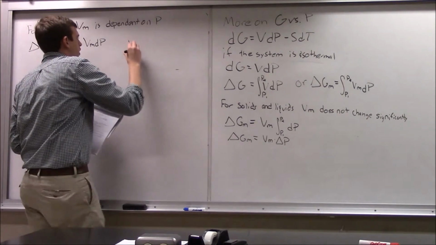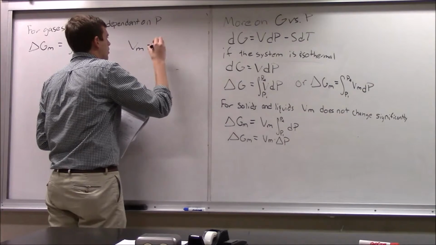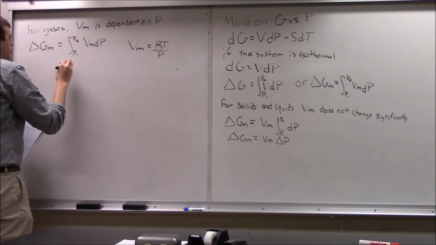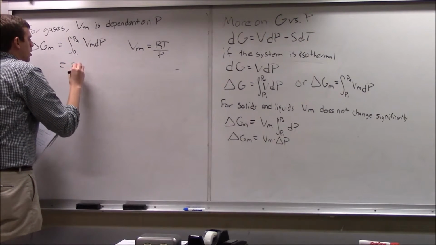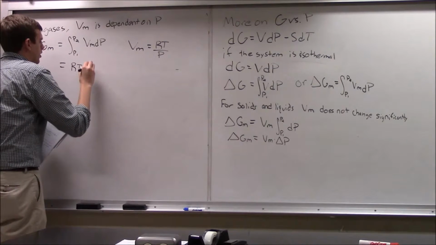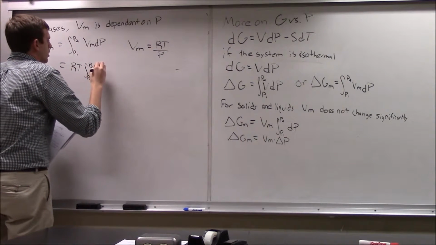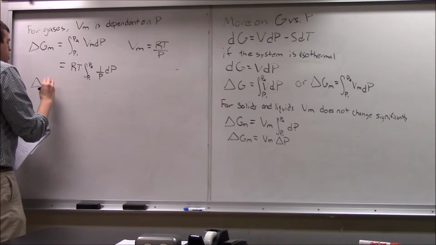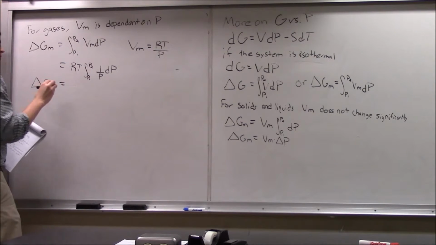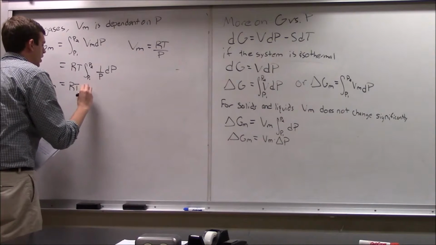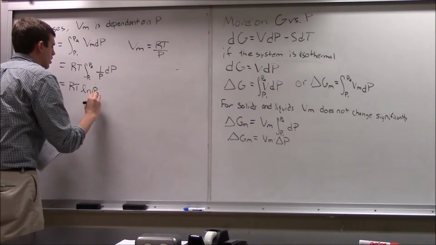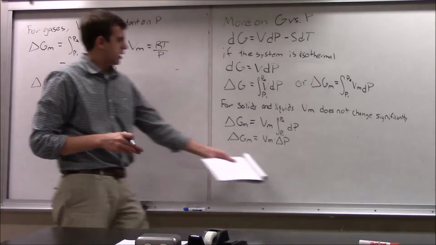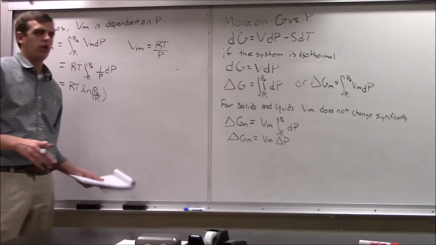What we can do is say that the molar volume is going to be equal to RT over P. So this is going to be equal to RT times the integral from P1 to P2 of 1 over P dP. And so my change in molar Gibbs free energy is equal to RT times the natural log of P2 over P1. So we see that there is a difference here depending on if we're talking about a solid or liquid versus a gas.